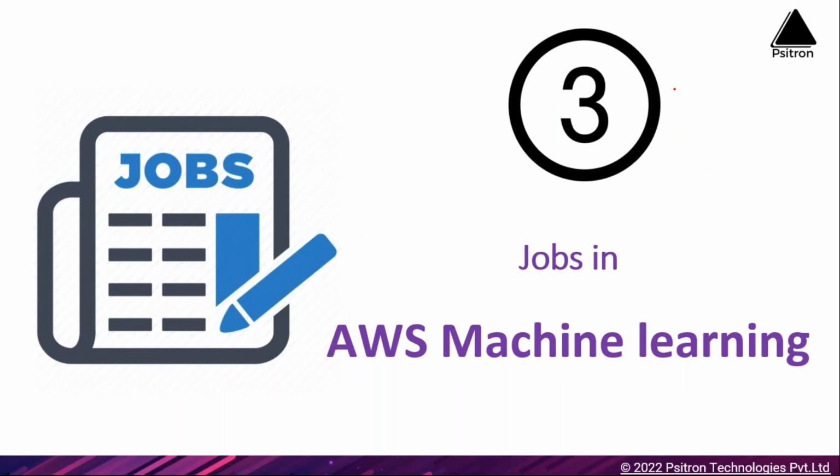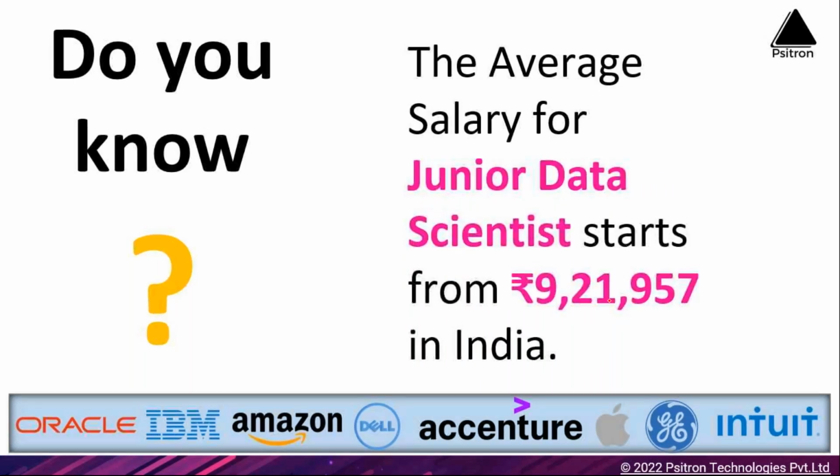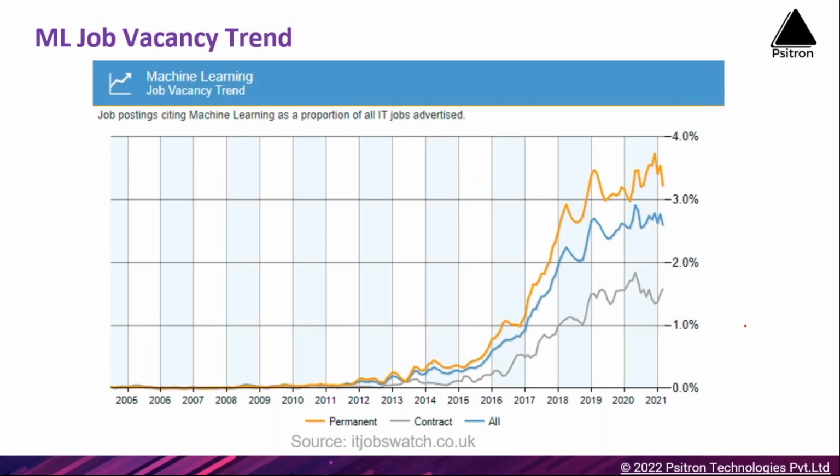Do you know what the average salary of a data scientist today in India is? It starts from 18 lakhs per annum. That's the average salary of a data scientist today in India. That's really amazing, it's mind blowing. Let me just tell you, there are a lot of beginners here. The average salary of a junior data scientist starts from 9 lakhs per annum. So what it takes to attain this average salary, just believe it. This is how the ML job trends look.